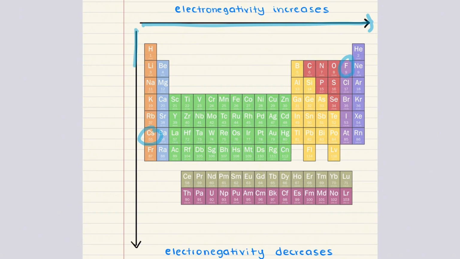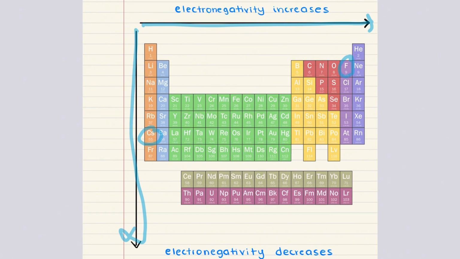Electronegativity also decreases going down a group. So as you move from top to bottom, electronegativity decreases. This happens because atomic size increases, meaning the valence electrons are farther from the nucleus and they experience more shielding. That reduces the nucleus's ability to attract bonding electrons.